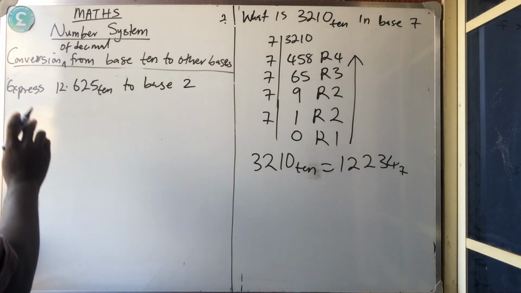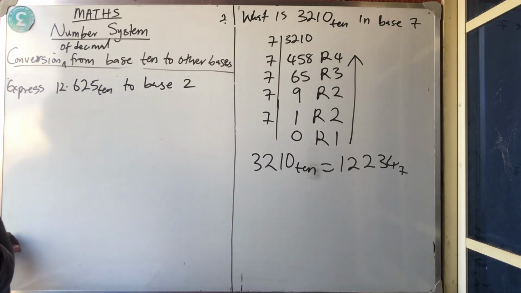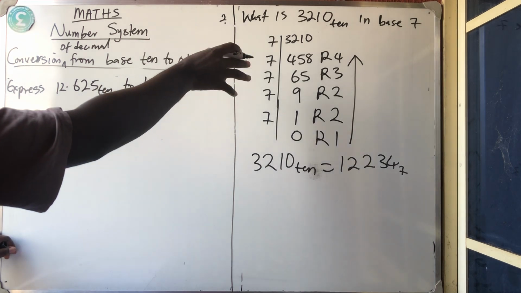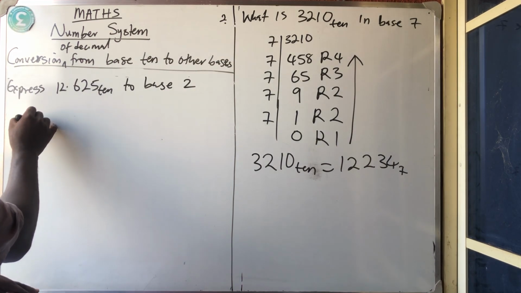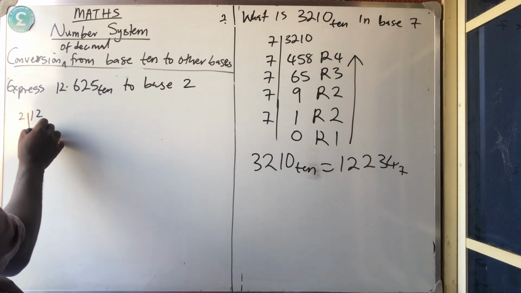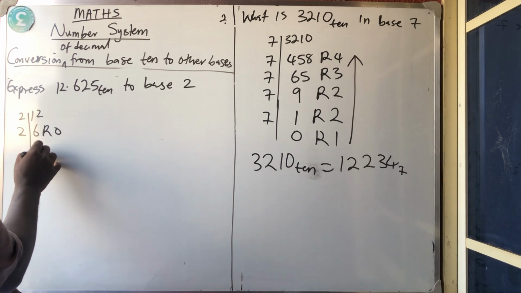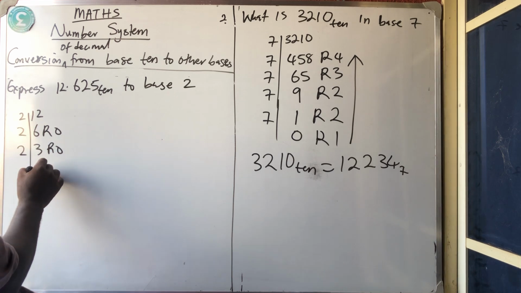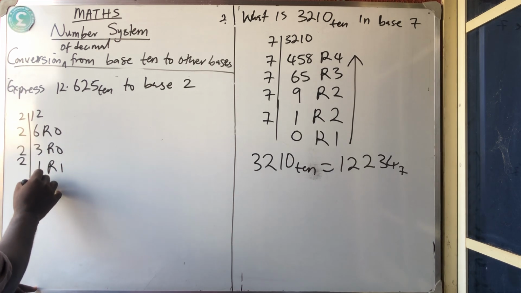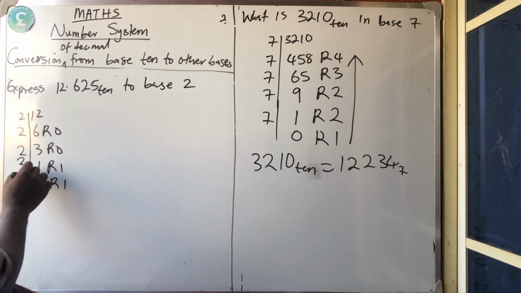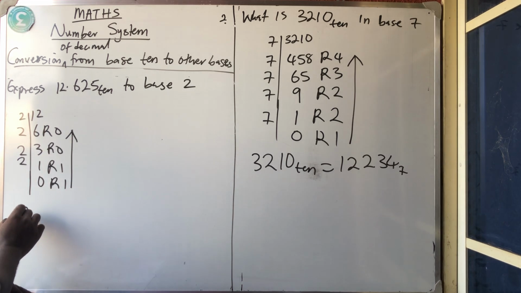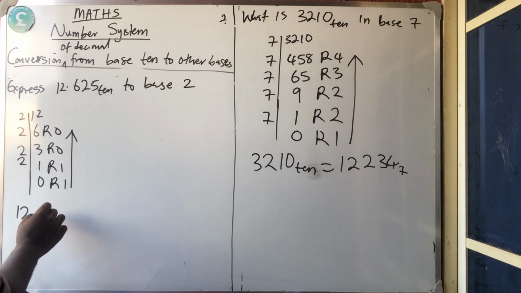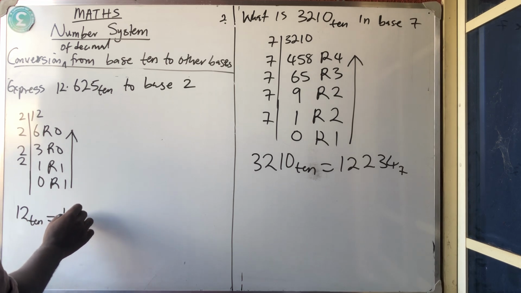The first thing we do is to convert the whole number part, and the same method. All this one we have been doing is the whole number. So let's convert the whole number part by dividing. So 12, 2 divide, 6 remainder 0, 2 divide, 3 remainder 0, 2 divide, 1 remainder 1, 2 divide, 0 remainder 1. So I'm stopping here. Okay, so my answer goes this way, which means 12 in base 10 is the same thing as 1100 in base 2.